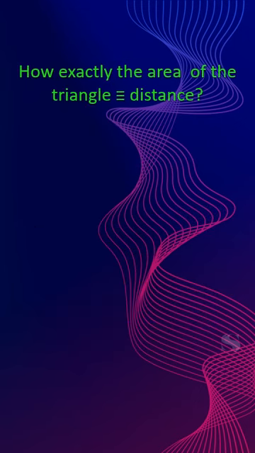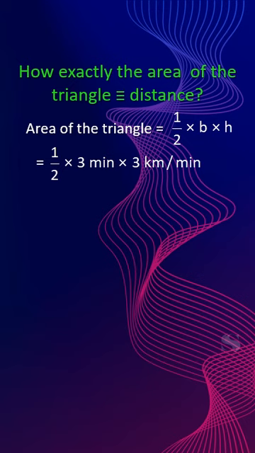Before we move on, we must know how exactly the area of the triangle is equal to the distance traveled. The triangle is the area under the curve of the speed-time graph for the chosen interval of time of 0 to 3 minutes. To the point, the area of the triangle, a right triangle, is half into 3 into 3, that is, half of 9 or 4.5 kilometers. Now, what is the distance traveled in the interval? From the graph, we can figure that out.